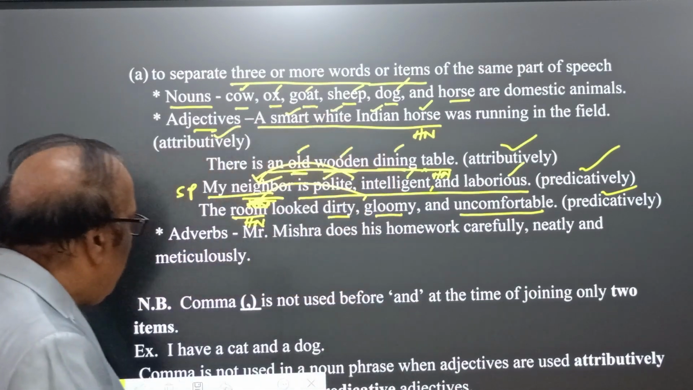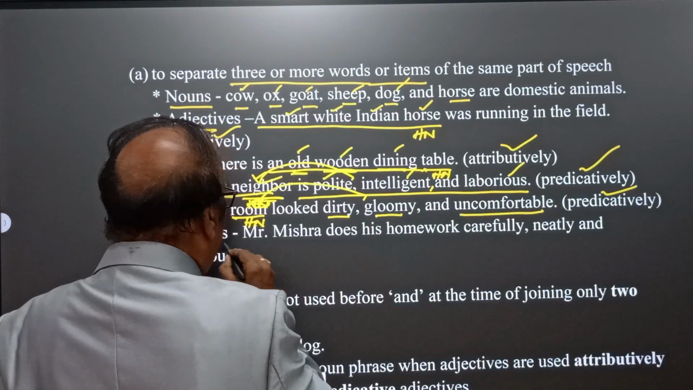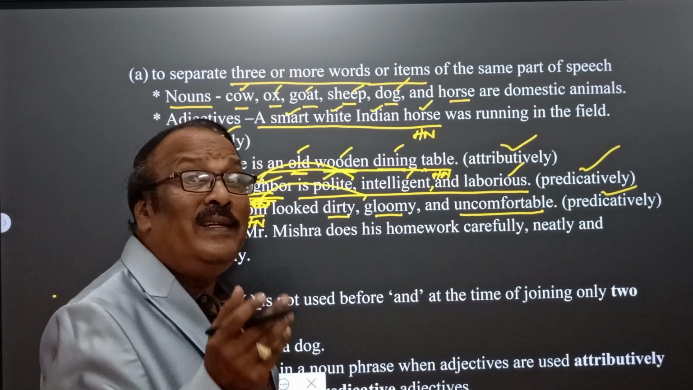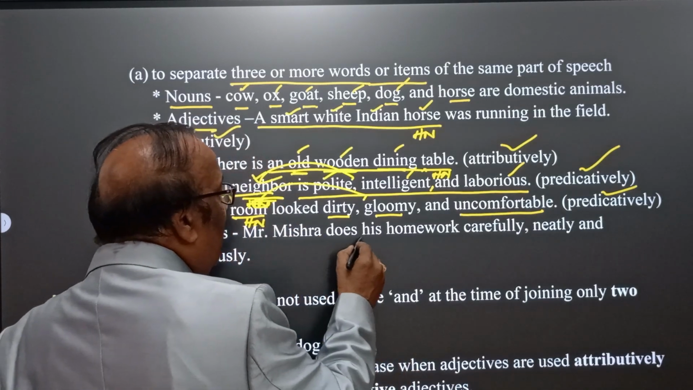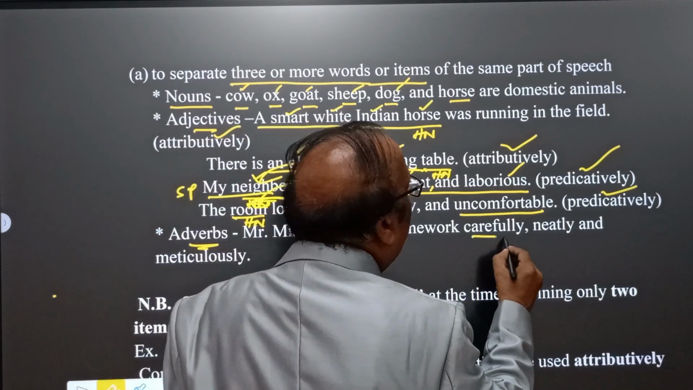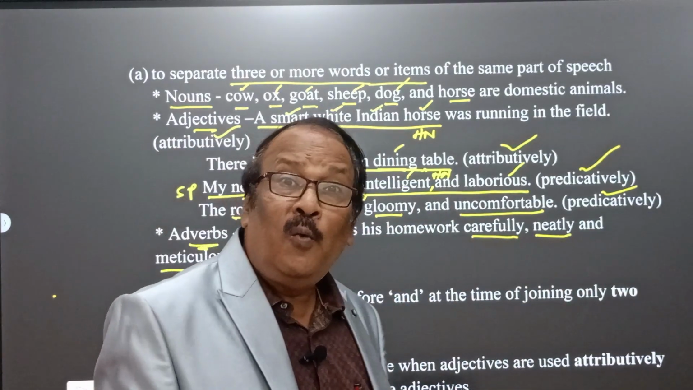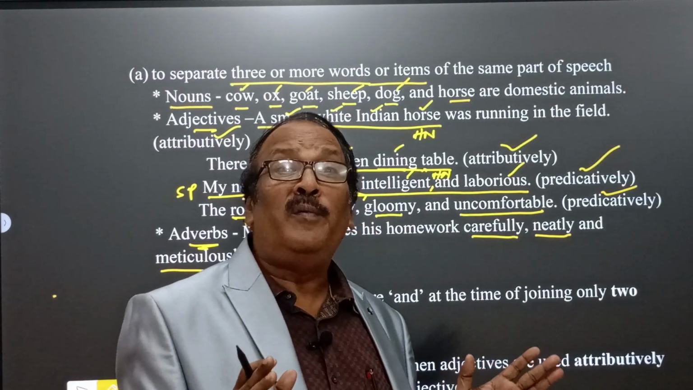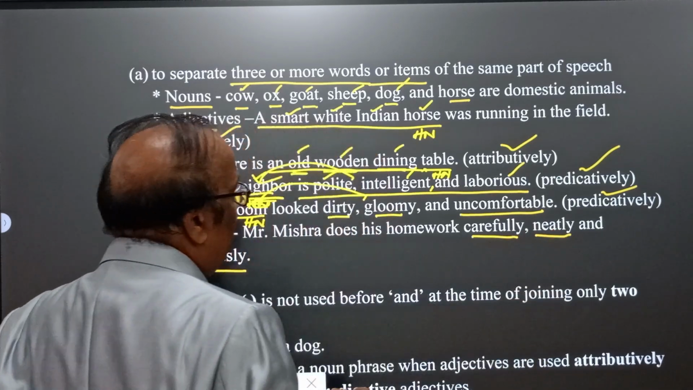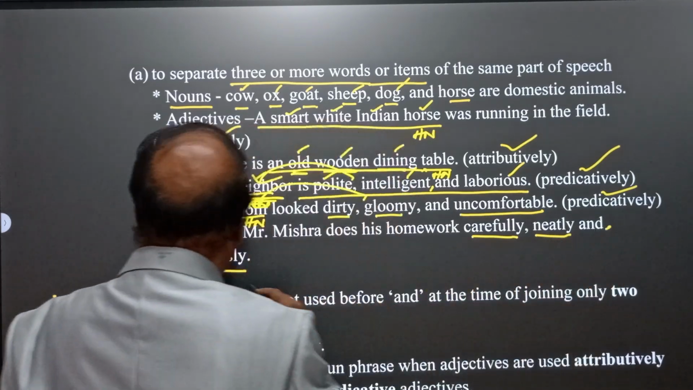Yes. And now comes another factor, that is adverbs. Adverbs are also content words. Here we find: Mr. Mishra does his homework carefully, neatly, and meticulously. You see, carefully is an adverb, and neatly and meticulously. Here we have three adverbs of manner, and yes, in this case commas are used.